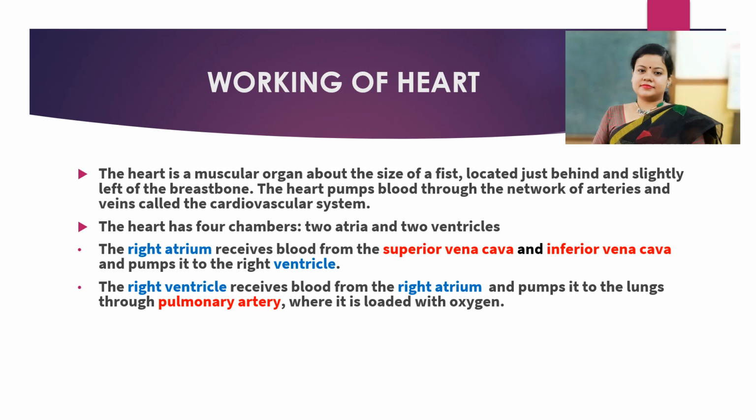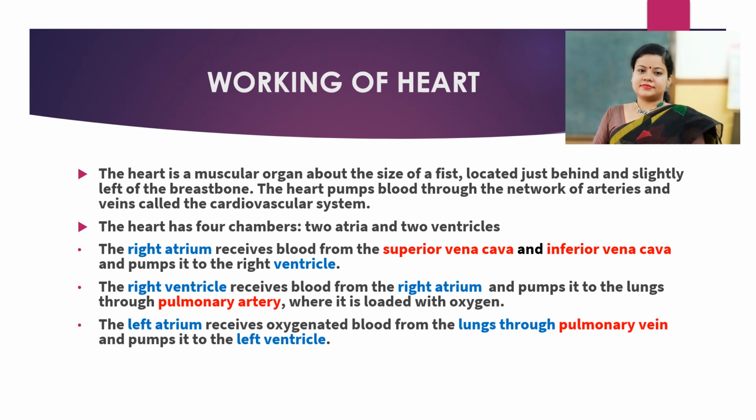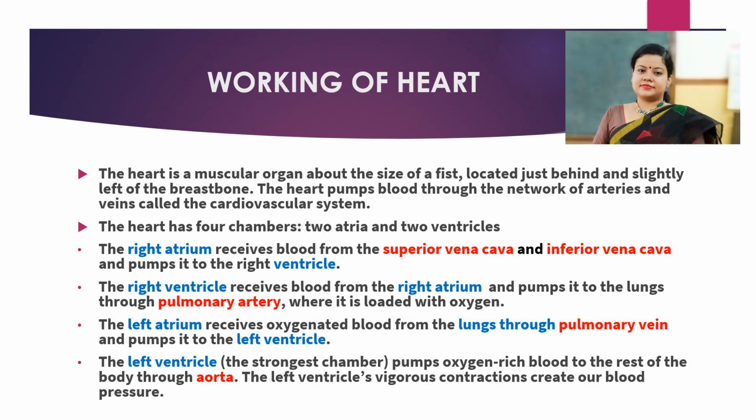the lungs. The left atrium receives oxygenated blood from the lungs through the pulmonary vein and pumps it to the left ventricle. The left ventricle, the strongest chamber with more powerful contraction, pumps oxygen-rich blood to the rest of the body through the aorta. The left ventricle's vigorous contractions create our blood pressure.